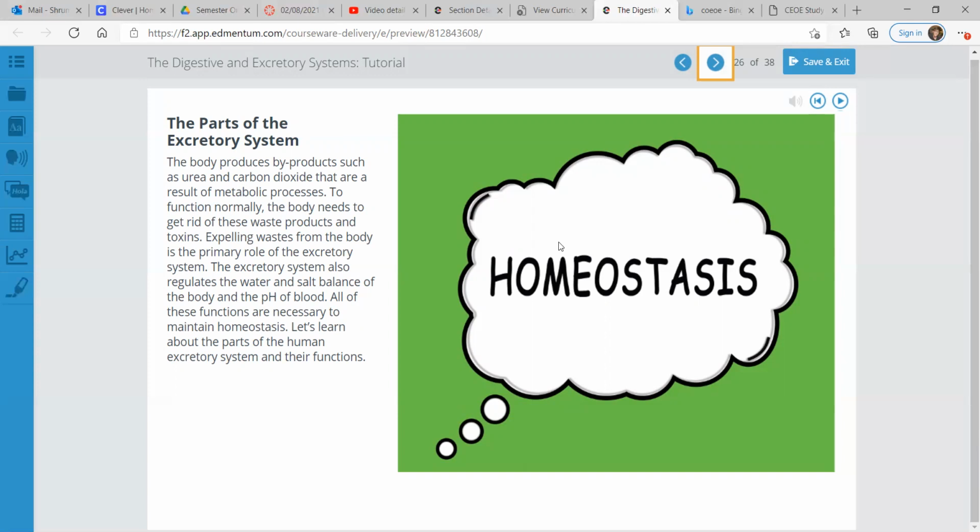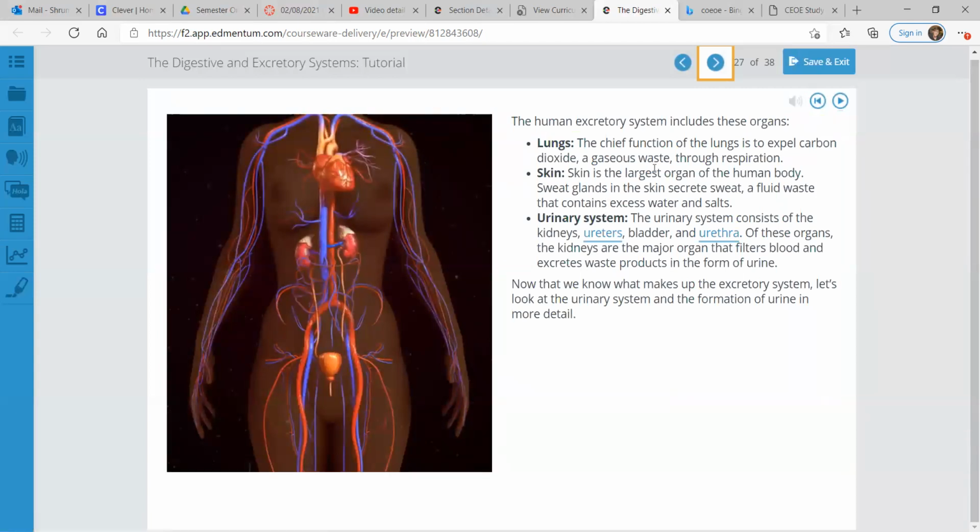Let's learn about the parts of the human excretory system and their functions. The human excretory system includes these organs: lungs, skin, and the urinary system. The lungs are really in charge of expelling carbon dioxide, a gaseous waste, through respiration.